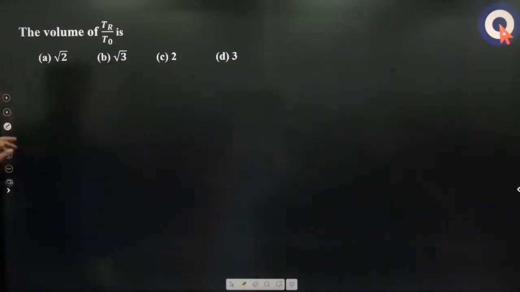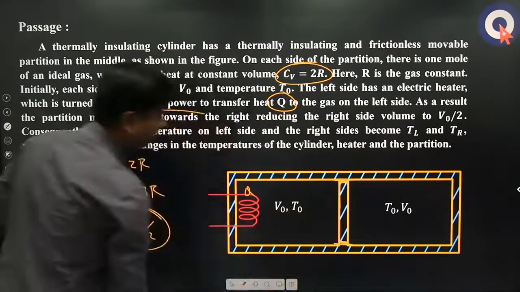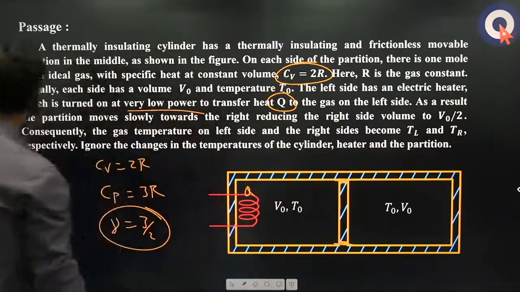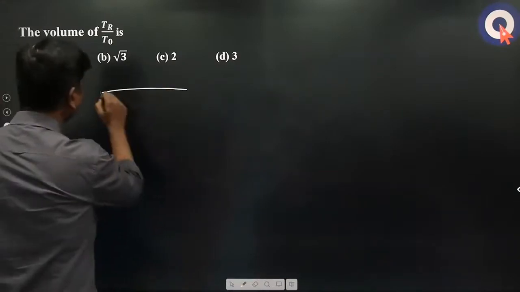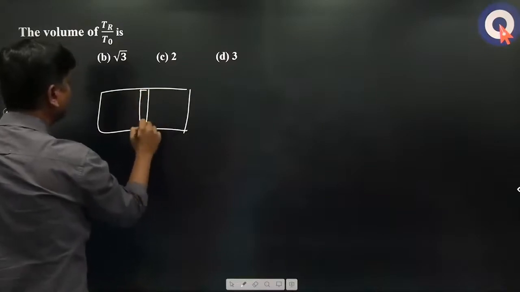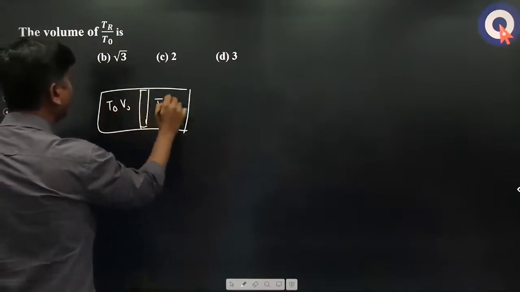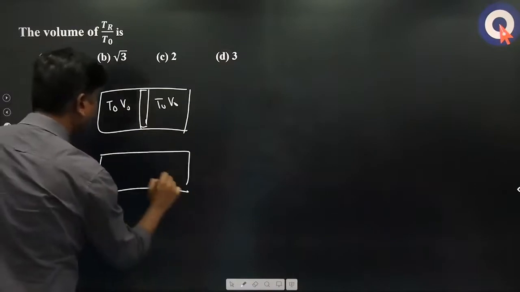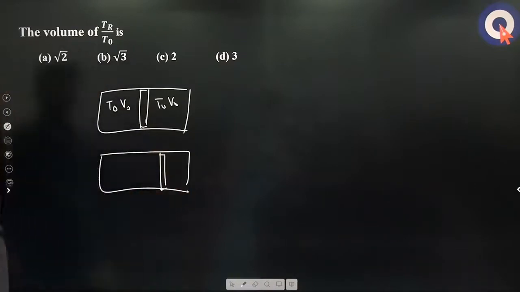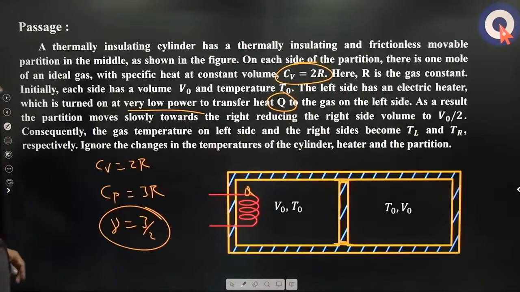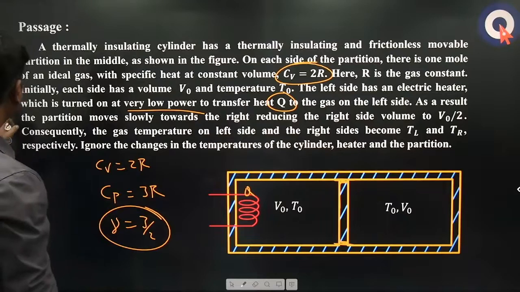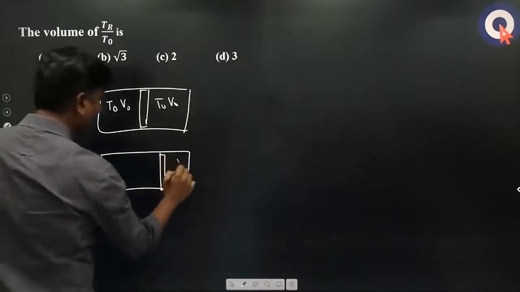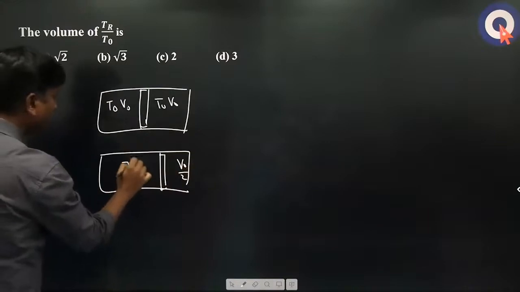First question: the ratio of TR and T0. T0 was the initial temperature, and the final temperatures are TL here and TR there. I'll change the figure also. See, initially it was like this: T0, V0 on both sides. Finally it will be here. The right side is V0 by 2, so automatically the left side will be 3V0 by 2.